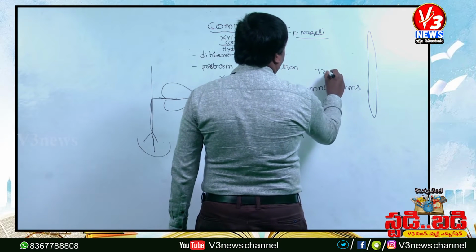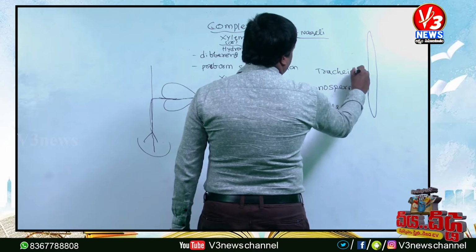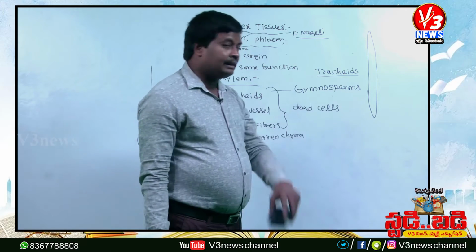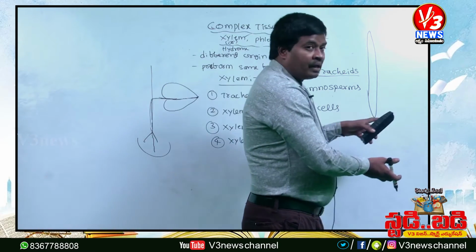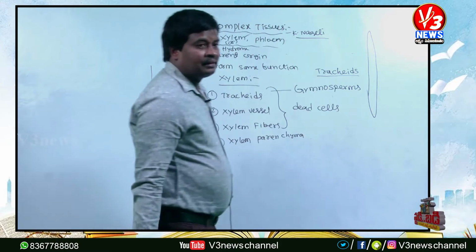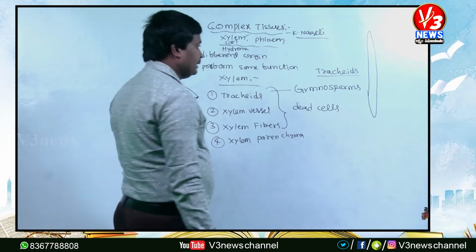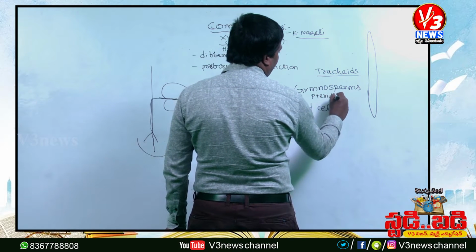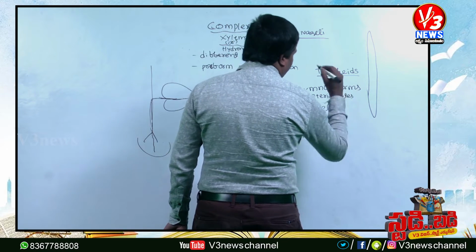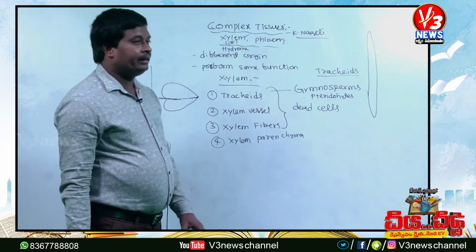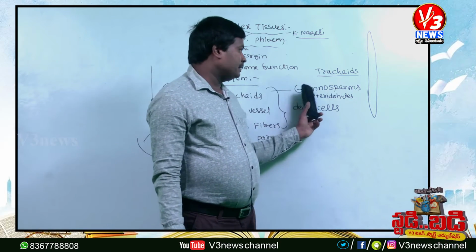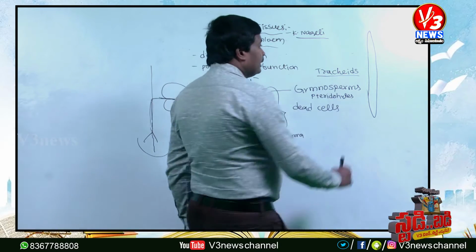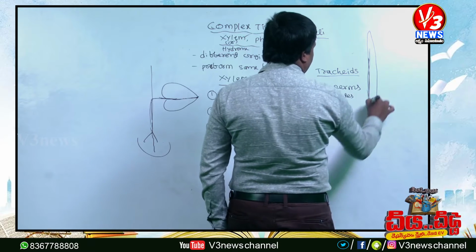Tracheids are present in gymnosperms. They are dead cells. What is the shape of tracheids? Elongated cells. The shape of tracheids is an elongated cell. Not only in gymnosperms, tracheids are also water conducting channels in pteridophytes. Tracheids are water conducting channels in gymnosperms and pteridophytes. They are elongated cells, they are dead cells. These cells have deposits of lignin.